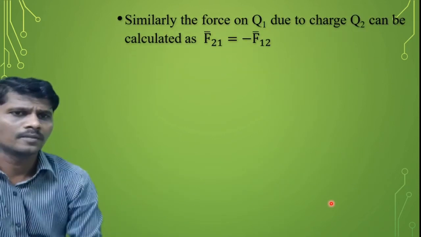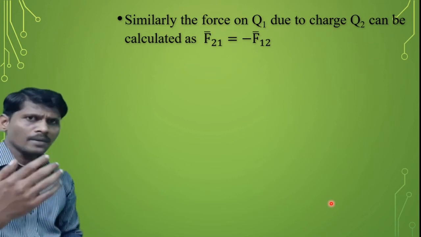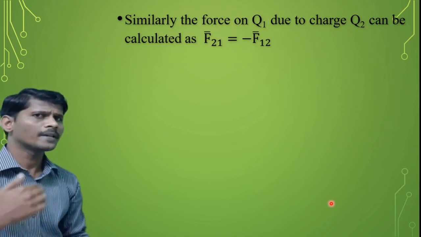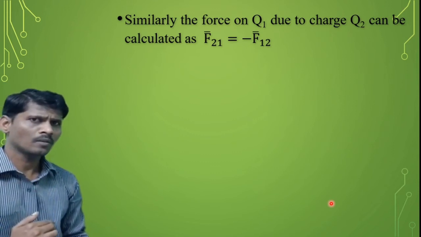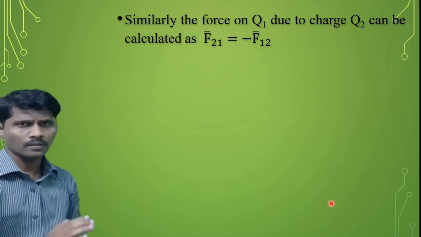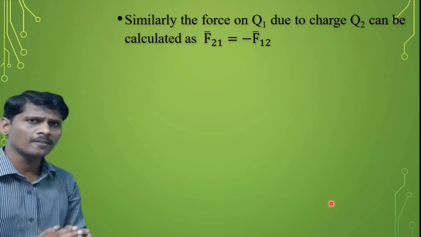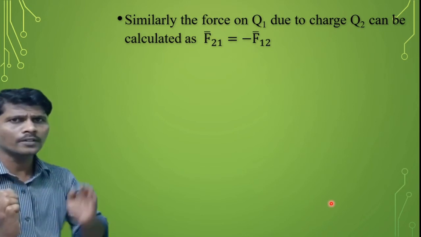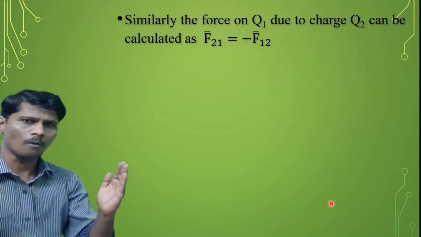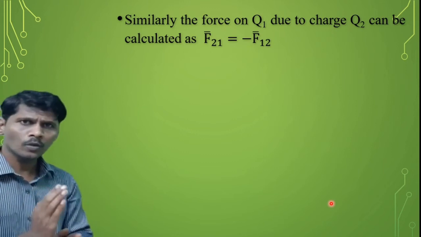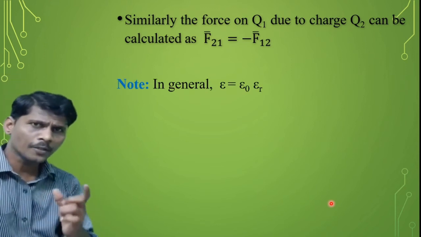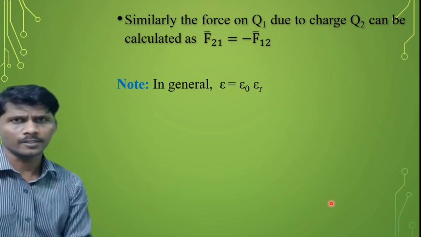Coulomb's law stated. Similarly, in the previous case, what is F12 bar? F12 bar is the force exerted by Q1 on Q2, or the force on charge Q2 due to Q1. Similarly, we can determine the force on charge Q1 due to Q2, that is F21 bar. Both forces are the same in magnitude but opposite in sign, that is F21 bar is equal to minus F12 bar. The magnitude is the same but the direction is opposite.